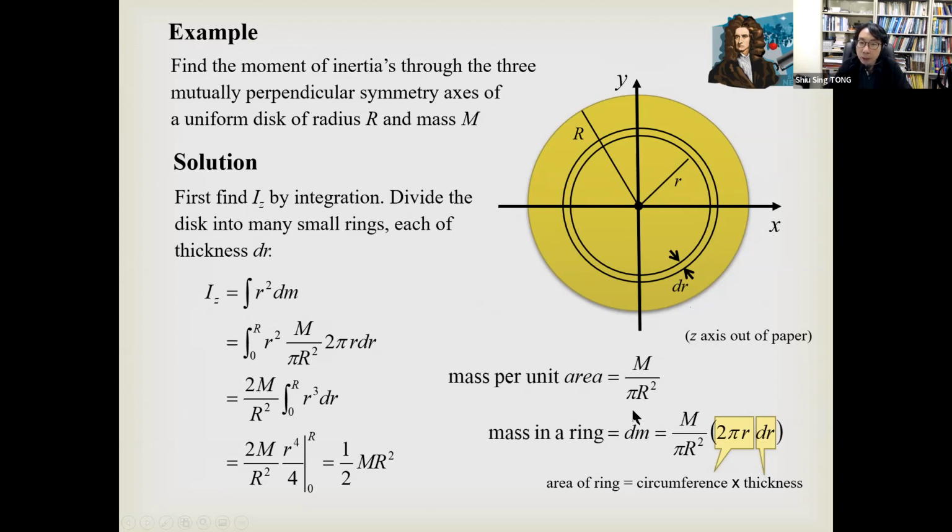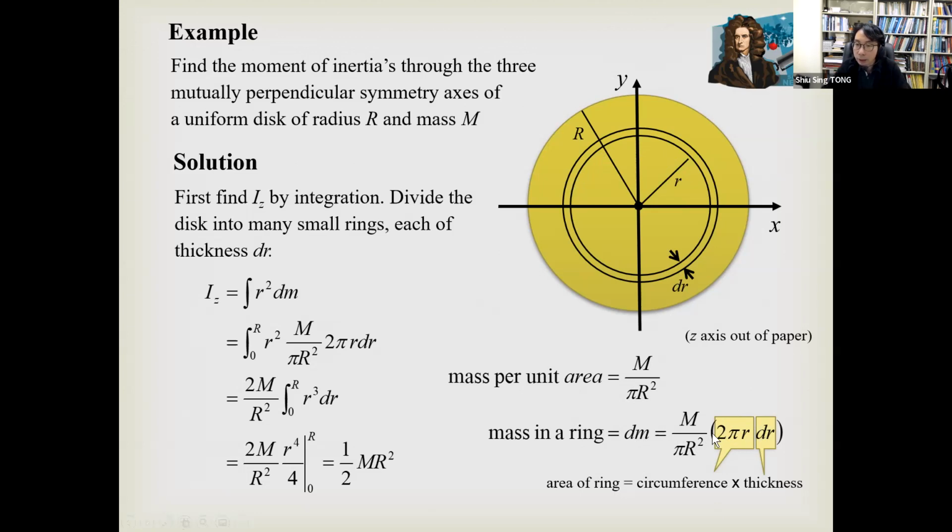Now, in order to find the mass of the ring, I need the area of the ring. I can find the area easily because the ring is so thin. I can just multiply the circumference of the ring by the thickness of the ring to get the area. The circumference of the circle is 2 pi r, and the thickness of the ring is dr. When I multiply them together, I get the area. If I multiply the area of the ring by the mass per unit area, I will get the mass in the ring.